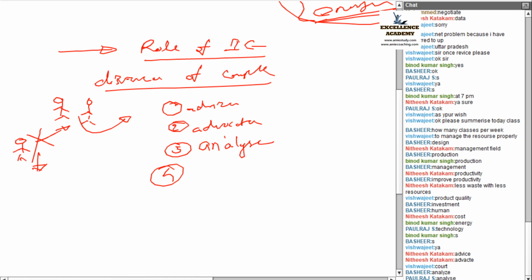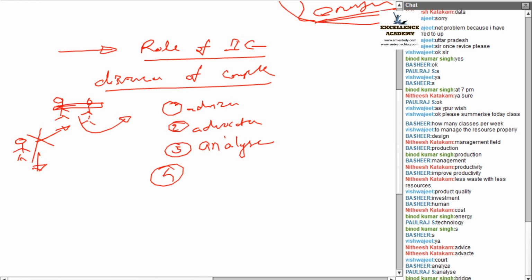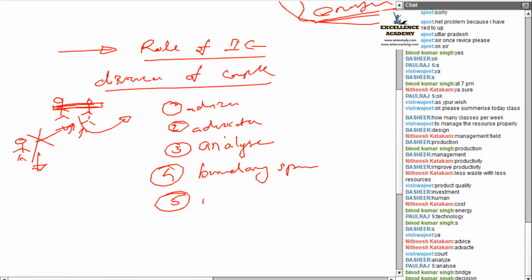He tries to solve the situation. How? By making a bridge between these two. Yes, boundary spanner. That is called a bridge former. Okay. Next one. Then what shall he do? If he simply makes the bridge, nothing will happen. So he has to motivate them, isn't it? So that is the next one.